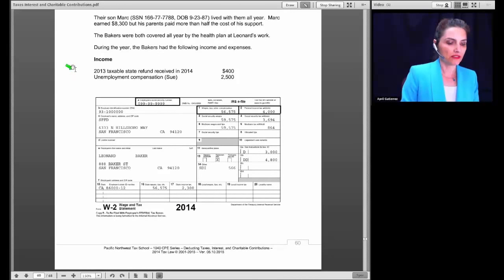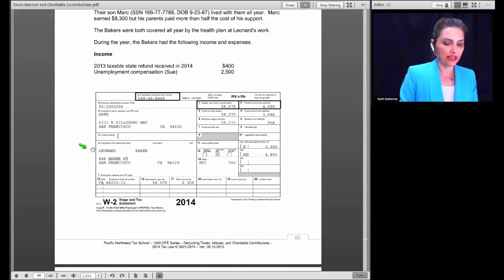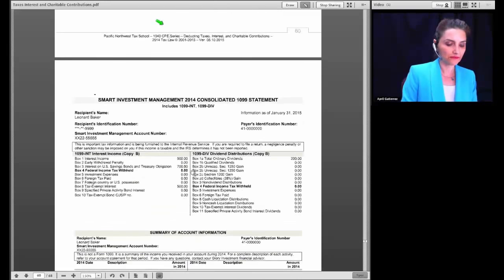Income: the 2013 taxable state refund that they received in 2014 was $400. They had unemployment compensation received by Sue in the amount of $2,500. This is Leonard's W-2. It shows wages of $56,575, and it shows state income tax of $2,300 was held out. He also paid SDI, that state disability tax, to the state of California in the amount of $566.